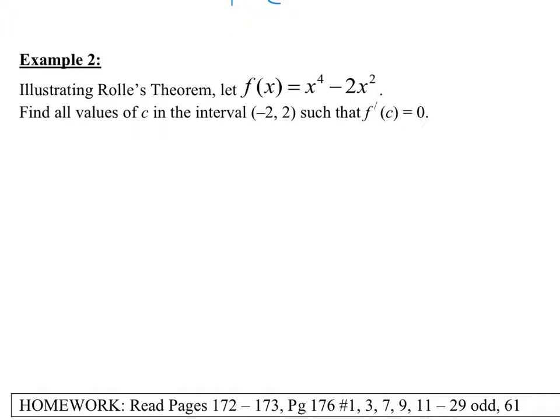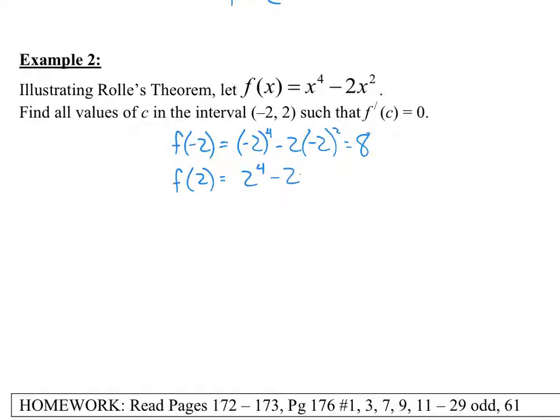If we found f of negative 2, that would be negative 2 to the fourth minus 2 times negative 2 squared. That's 8. And if I did f of 2, I'd have 2 to the fourth minus 2 times 2 squared, which is also 8. Therefore, I know by Rolle's theorem, there's at least one point between negative 2 and 2 where the derivative equals 0. Does that make sense? So I know for a fact that at least one will exist. Now I can go ahead and find it.